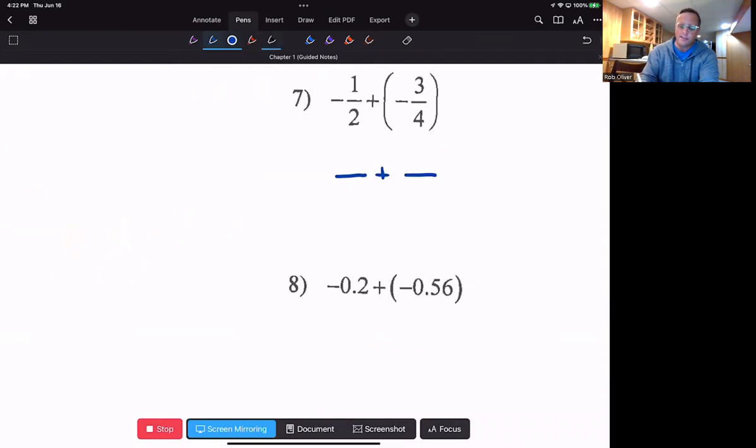So we're going to find the LCD, which is 4. We're going to find 4, and then negative 1/2 is negative 2/4. And then negative 3/4 is right here. And here's another thing too.